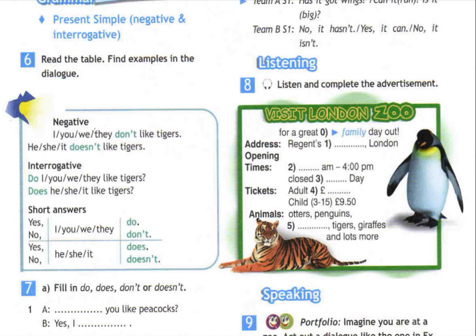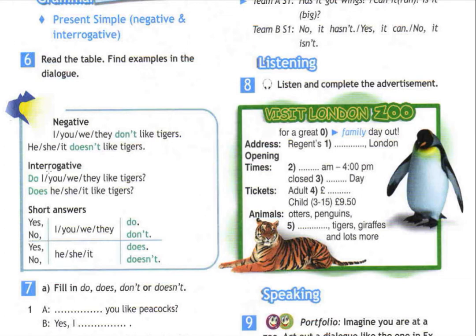Negative. Отрицательное. I don't like tigers. You don't like tigers. We don't like tigers. They don't like tigers. Я не люблю тигров. He, she, it doesn't like tigers. Он, она, оно не любят тигров.